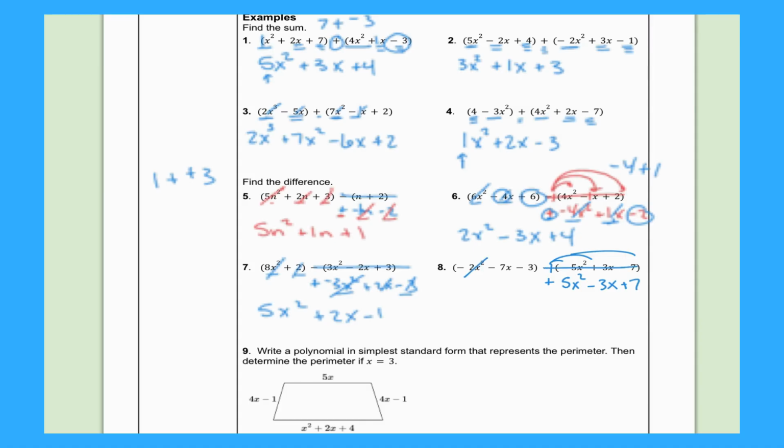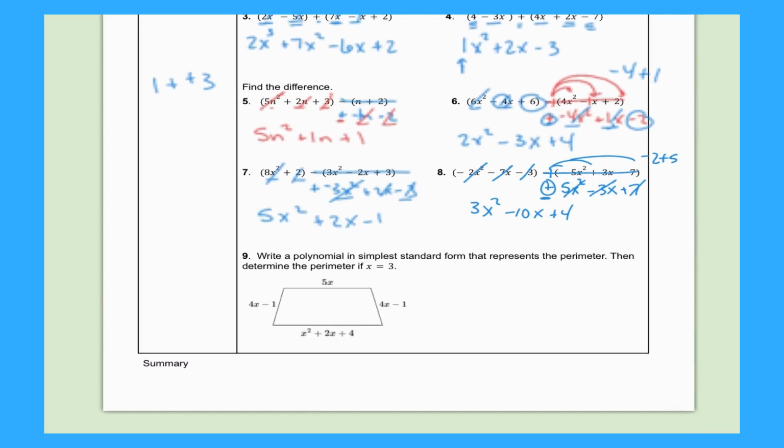Negative 2x squared and positive 5x is going to be 3x squared. And again, what I'm putting in my calculator is negative 2 plus, I'm always wanting to add, because I have a plus sign here, positive 5. Then my next one, negative 7x plus negative 3x is negative 10x. And then negative 3 plus 7 is positive 4.